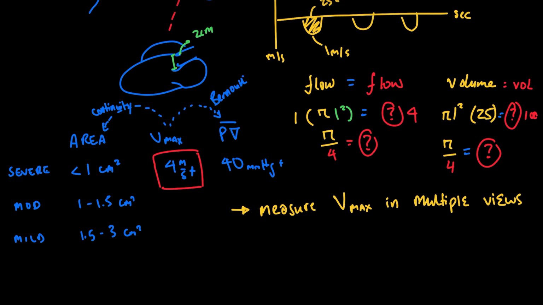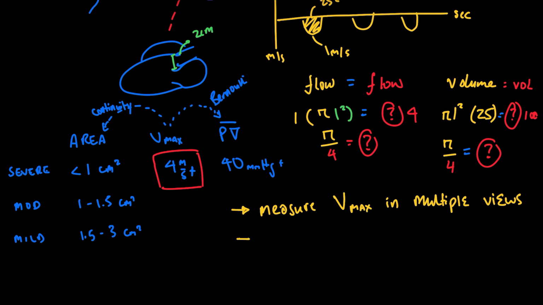Remember, it all has to do with how parallel your Doppler signal is with the actual jet of blood that is accelerating. If it's perfectly parallel, accurate. But if you're measuring at an angle, 30 degrees, 60 degrees, God forbid 90 degrees, where you'll get nothing, then it is less accurate. So that's number one. Measure in multiple views to make sure you're getting the highest velocity.